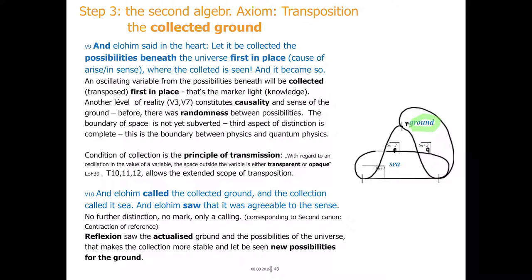And Elohim called the collected ground, and the collection he called sea. There is no further distinction, there is no further mark, only a calling, corresponding to the second canon, contraction of reference. Reflection saw that the actualized ground and the possibilities of the universe make the collection more stable, and let be seen new possibilities for the ground.